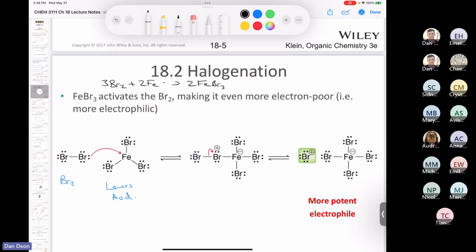Anyhow, so the FeBr3 acts as a Lewis acid. We make this kind of complex here. And then we end up with a bromine with a positive charge on it. So this is a very, very powerful electrophile. Sometimes the book is going to draw this as your electrophile. And if you just want to write a bromine with a positive charge, I would accept that in a mechanism. I would take no exception to that whatsoever.